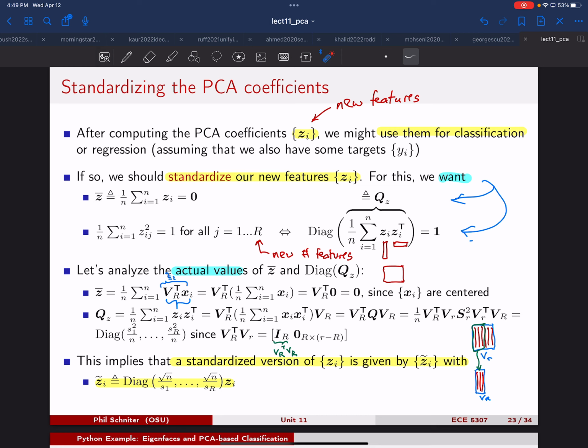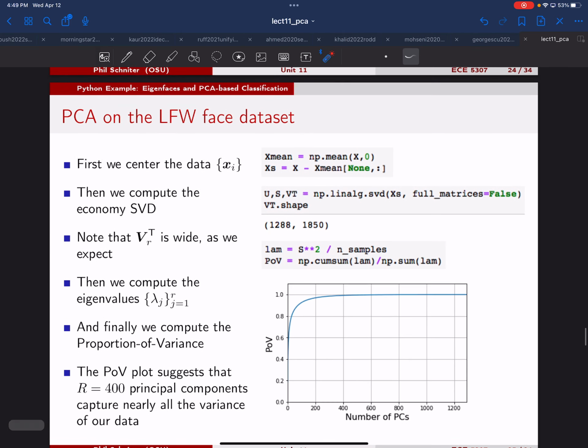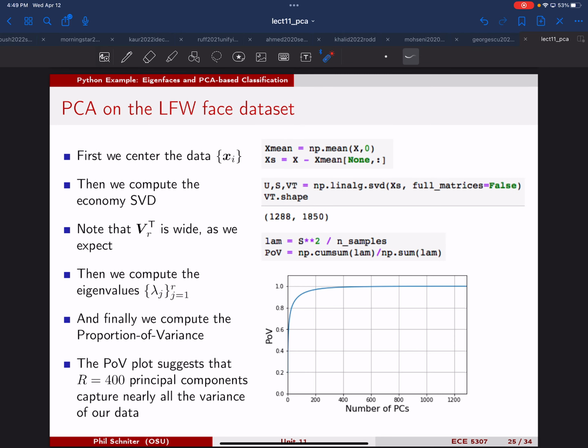All right, any questions? Okay, so I think that's it for the math. So now we just have some code and examples. So this is how we do it. Someone gives us a feature matrix. We first have to figure out what the mean is. And by the way, the feature matrix in this case, if you remember, these are the faces. So we have faces that have 1,850 pixels in each face, and there's a total of 1,288 faces in our data set.